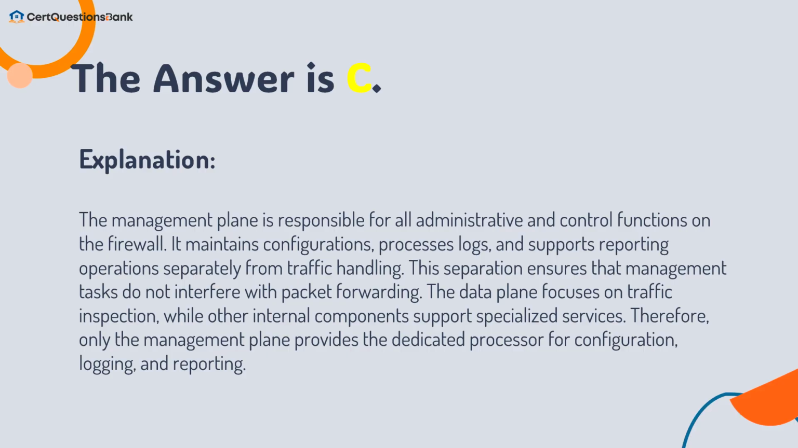The management plane is responsible for all administrative and control functions on the firewall. It maintains configurations, processes logs, and supports reporting operations separately from traffic handling. This separation ensures that management tasks do not interfere with packet forwarding. The data plane focuses on traffic inspection, while other internal components support specialized services. Therefore, only the management plane provides the dedicated processor for configuration, logging, and reporting.